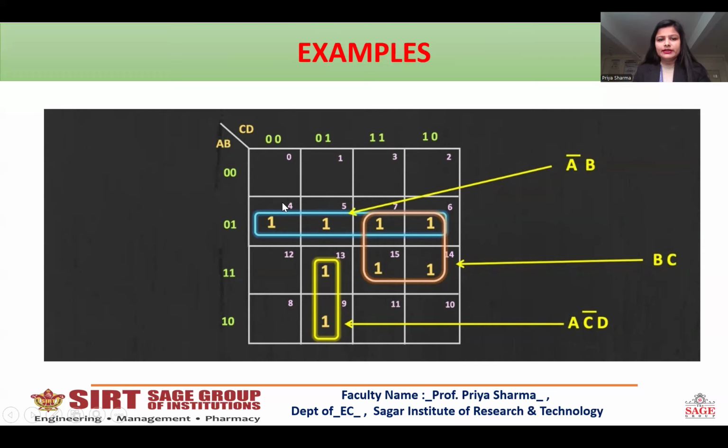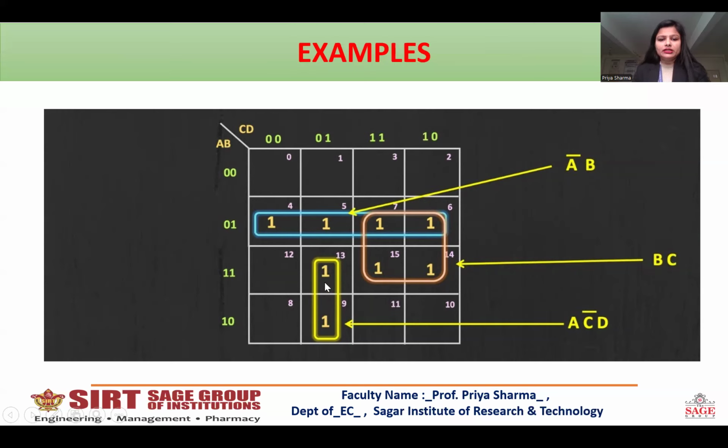For this, as C and D are changing, this is a quad having 4 ones grouped. So here the only minterm will be A bar B. This is written for this quad, as A is changing from 0 to 1, B is constant, so B will be there in the minterm. And for these two, as C is the same and D is changing, we'll leave D and we'll go with C. So the minterm for this is BC.